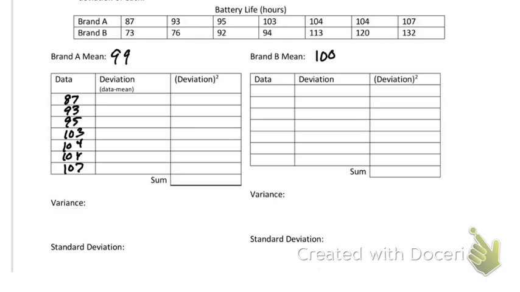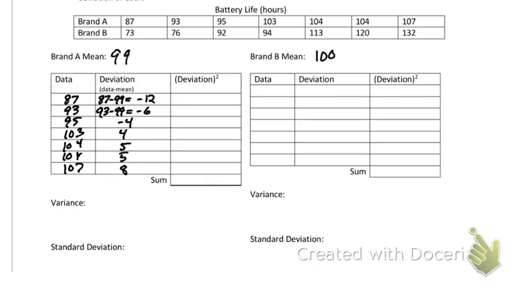Then we're going to do data minus mean. Well, our first data piece is 87, so we'll do 87 minus 99, which equals a negative 12. Then we'll do 93 minus 99, which equals a negative 6. 95 minus 99 is negative 4. 103 minus 99 is a positive 4. 104 minus 99 is 5. Then we'll have 5. And then we're finally going to have 8.